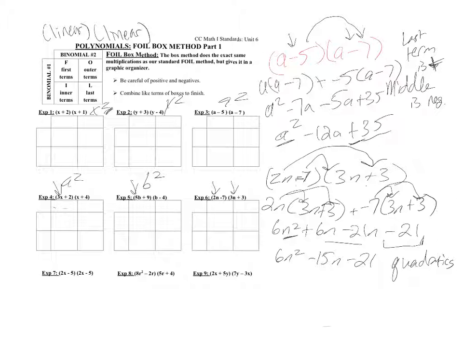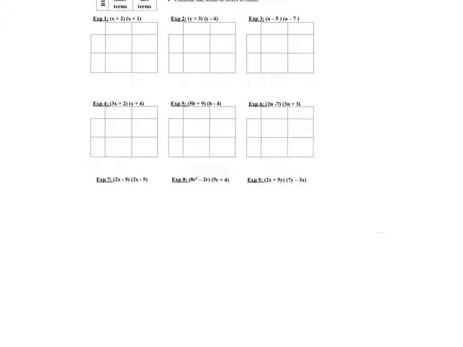Example 7 is a special case, and I'm not going to go into great detail on special cases just yet, but I do want you all to pay attention to what happens on example 7. So I'm going to clear my screen here. I'll be right back. So on example 7, one thing I want you all to pay attention to as you're doing these is sometimes we'll end up with the same linear factor times itself. So think about this in another way. Think about this as being 2x minus 5 squared.